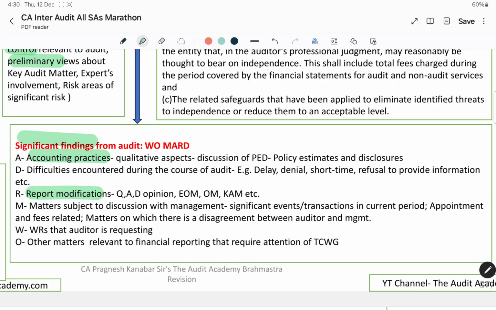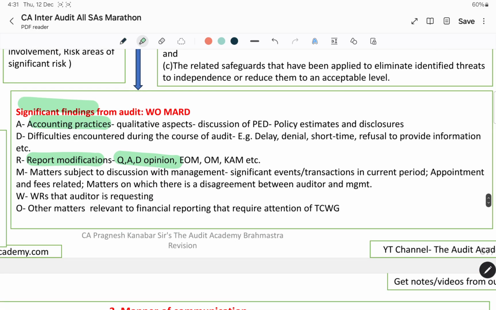Report modification: qualified, adverse, disclaimer opinion, emphasis of matter paragraph, other matter paragraph, key audit matters, etc. Matters subject to discussion with the management: significant events or transactions in the current period, appointment and fees related matters on which there is a disagreement between the auditor and management, written representations that the auditor is requesting, and other matters relevant to financial reporting that require the attention of TCWG.